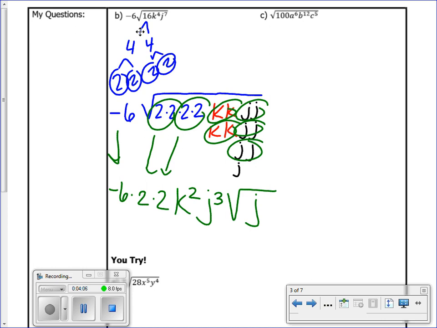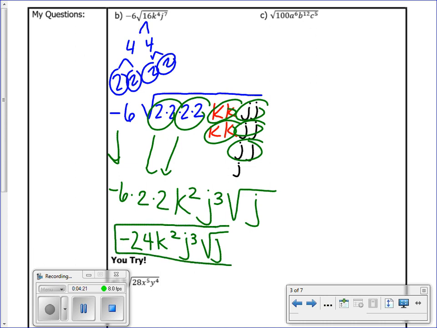Now we have to multiply our coefficients. Negative 6 times 2 is negative 12. Negative 12 times 2 is negative 24. K squared, j cubed, square root j. And that, ladies and gentlemen, is your final answer.